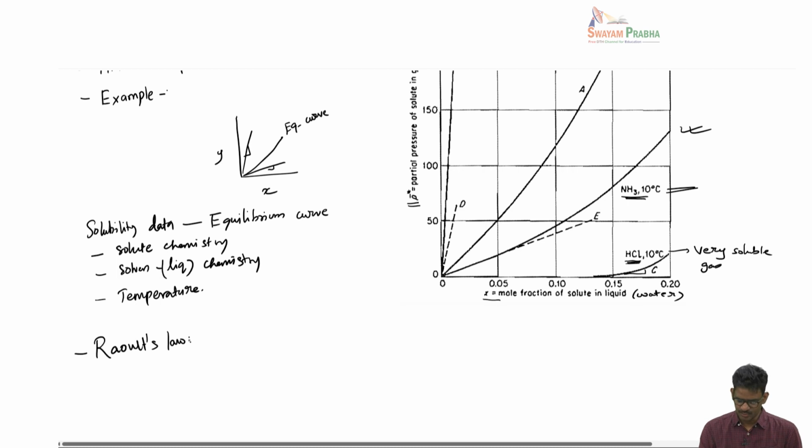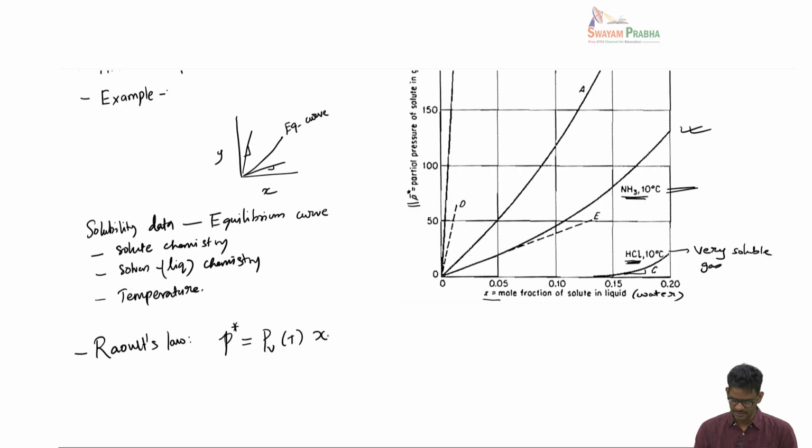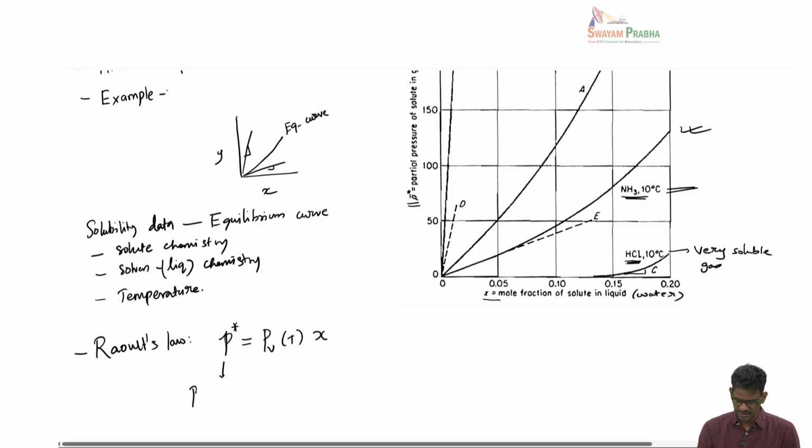So, Raoult's law is applicable for a gas-liquid equilibrium system, where we say the partial pressure of the solute in the gas phase is equal to the vapor pressure of the same solute at a given temperature T times the mole fraction of the solute in the liquid phase. Okay, this is Raoult's law. So, this is the partial pressure of solute in the gas, and this is the vapor pressure.